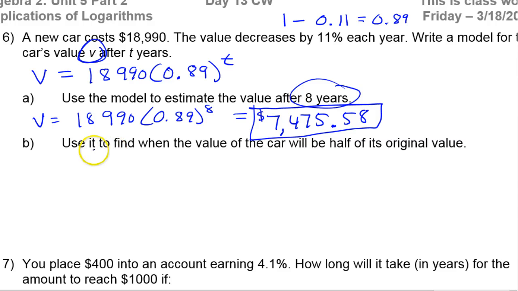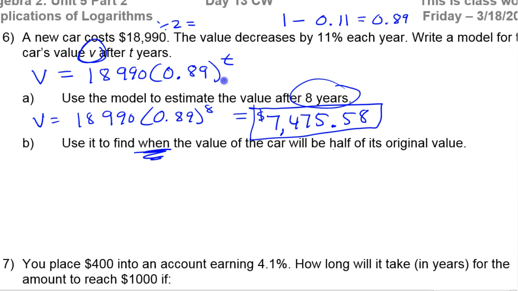Now, use it to find when. All right, as soon as you see that word when, you know we're finding t. That's an exponent. We're going to need logarithms, so brace yourself for that. When will the value of the car be half of its original value? What is half of its original value? 9,495. Yeah, if we just take this number and divide by 2, that will give us half of its original value.